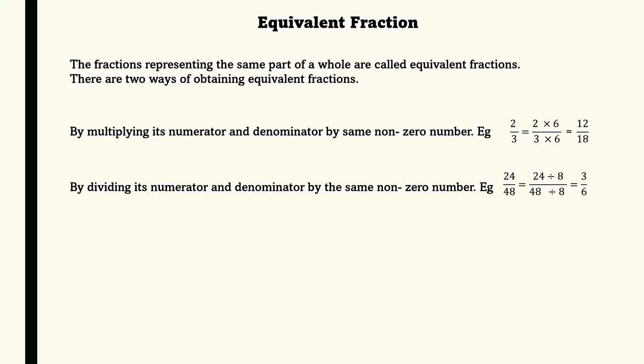For larger fractions, we can divide the numerator and denominator by the same non-zero number to find the equivalent fraction. Example, 24 by 48 is equal to 3 by 6. If we divide both the numerator and denominator by 8, we will get the fraction 3 by 6. In the next part, we're going to see more sums of fractions.